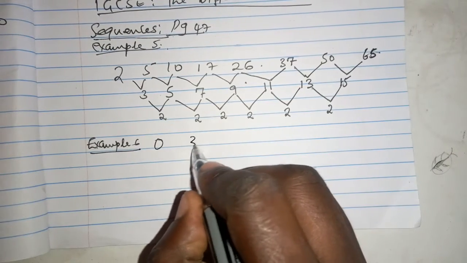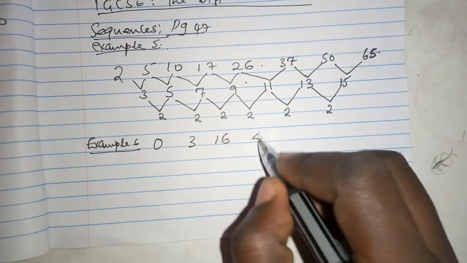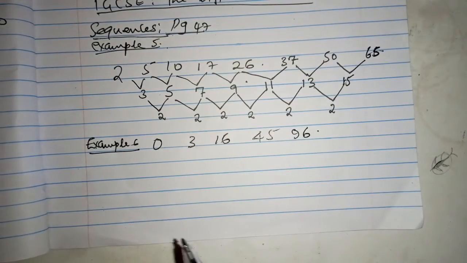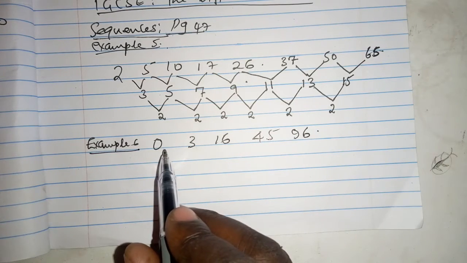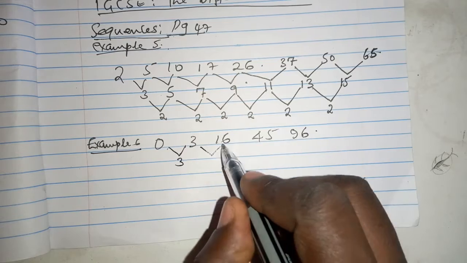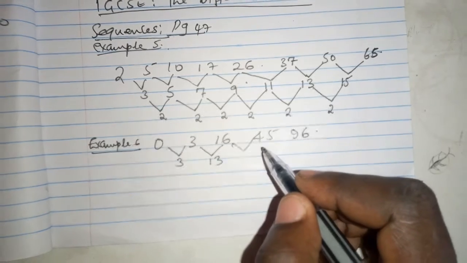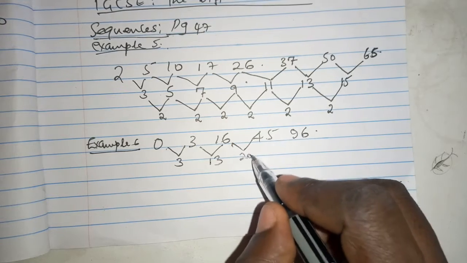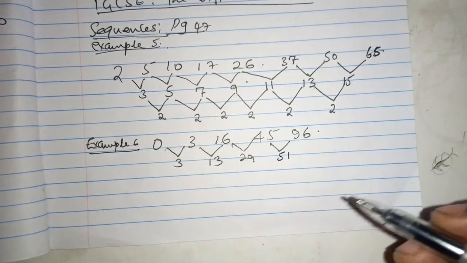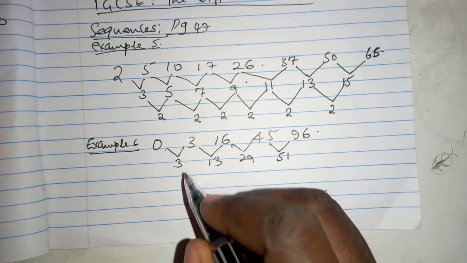Example 6: find the next three terms in the sequence 0, 3, 16, 45, 96. The differences here are not consistent. There is a difference of 3 there, a difference of 13 there, a difference of 29 there, and a difference of 51 there. It's not consistent, so can we try the second row?